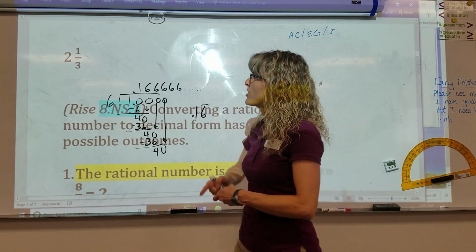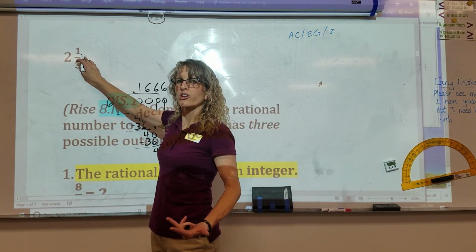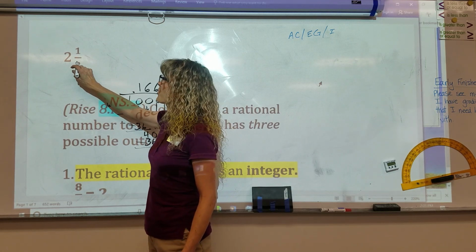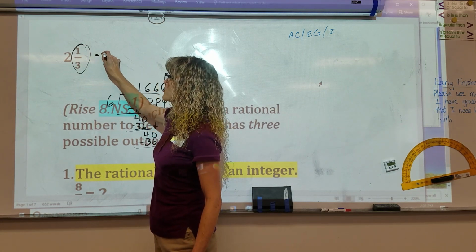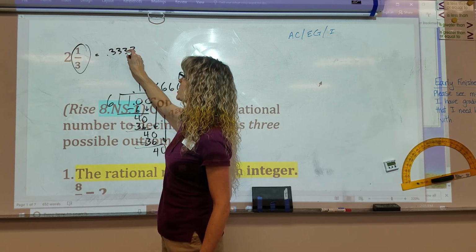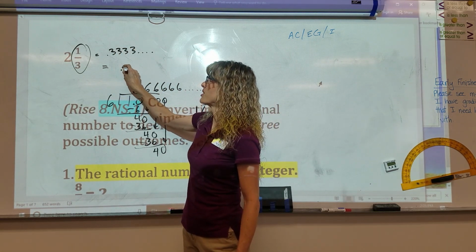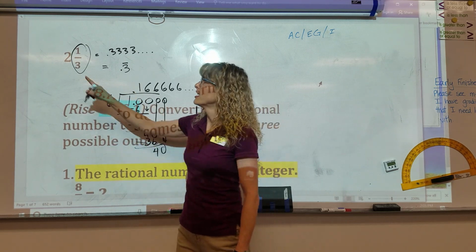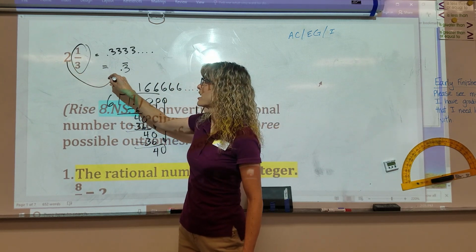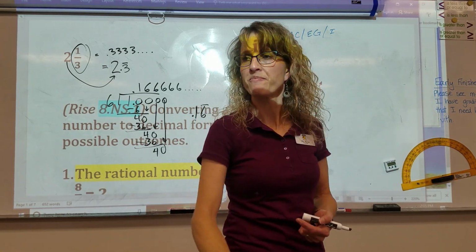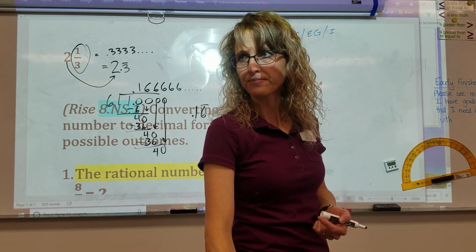If I had 2 and 1/3, don't I know 1/3 is the 0.33333333? We've done that a lot, right? So really, if this part is equal to 0.3333 and forever, I could shortcut that to say 0.3 repetend. And my whole number part, I can just write it right in front. So 2.3 repetend.